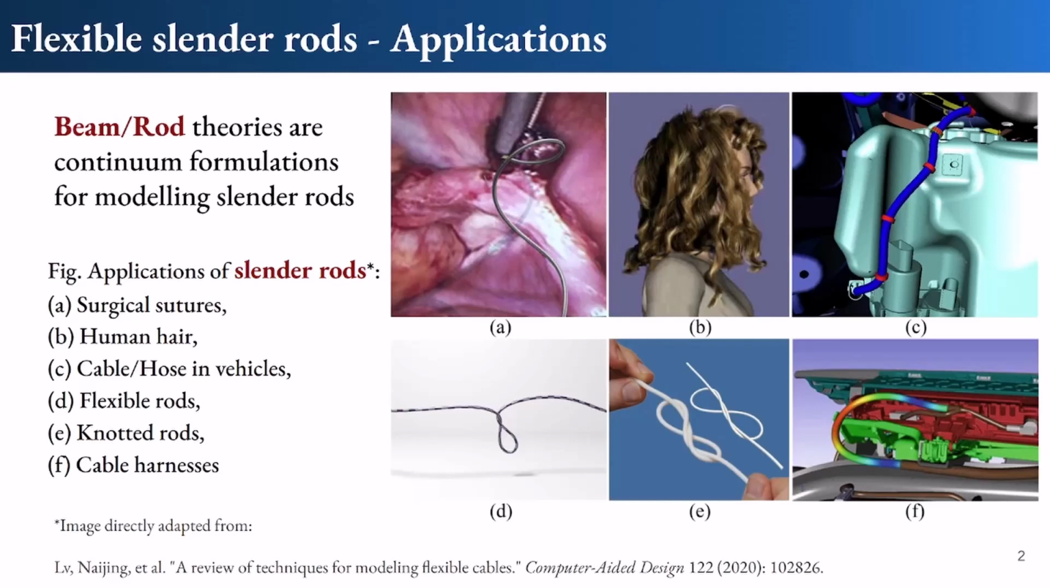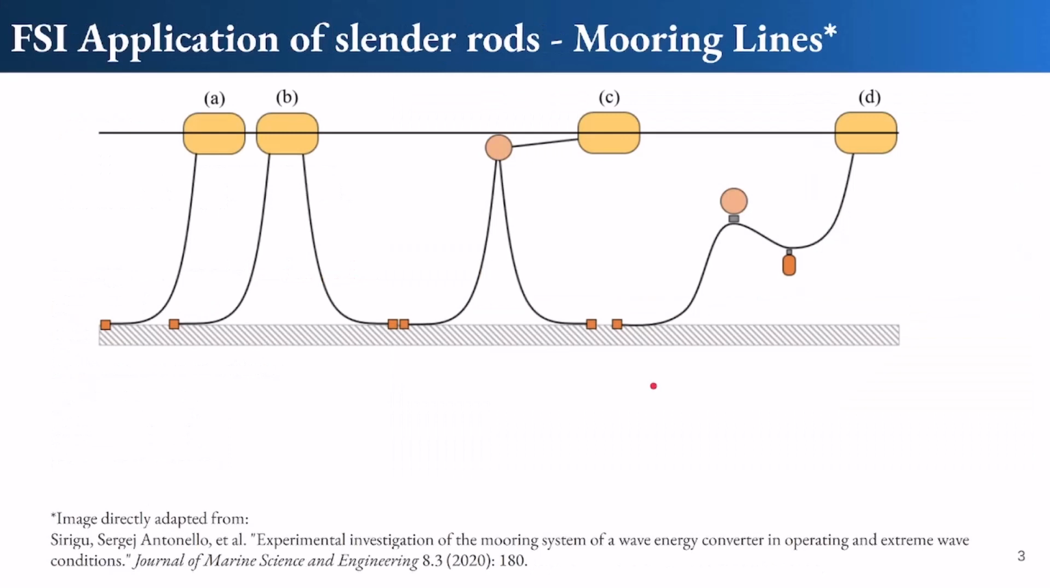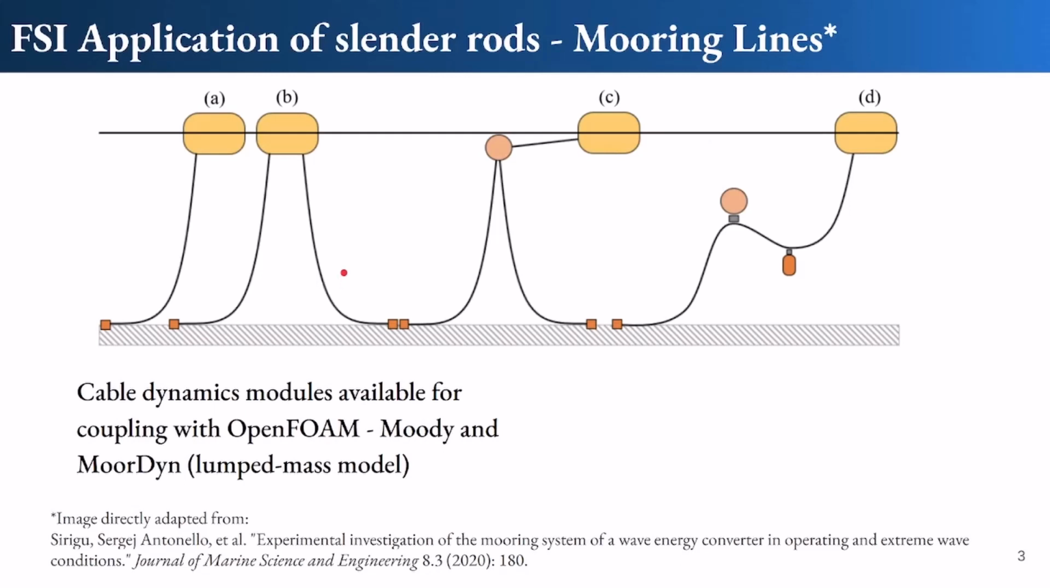And knot mechanics, flexible rods, flexible roots and root modeling, DNA modeling, biopolymers, textiles. These all are examples of such engineering applications where beam theories are necessary. An FSI application of slender rods is mooring lines, where we have cable dynamics and floating bodies interacting with the cables. With respect to OpenFOAM, cable dynamic modules available for coupling are MoorDyn and MoorDyne. These are generally finite element and lumped mass models. An alternative to that could be a beam formulation, which we have implemented.